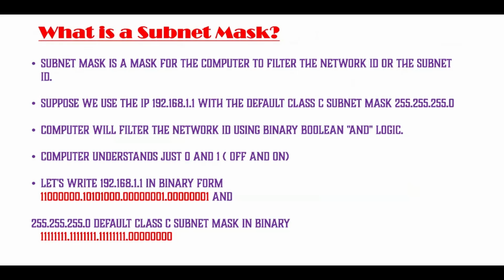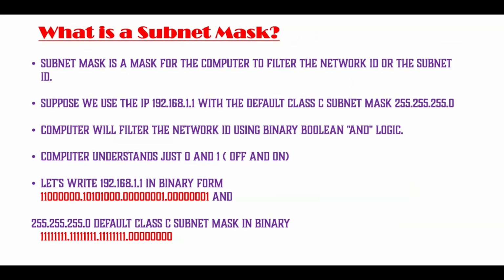What is a subnet mask? A subnet mask is a mask for the computer to filter the network ID or the subnet ID. Suppose we use the IP 192.168.1.1 with the default Class C subnet mask 255.255.255.0. The computer will filter the network ID using binary Boolean AND logic. The computer understands just 0 and 1, off and on.